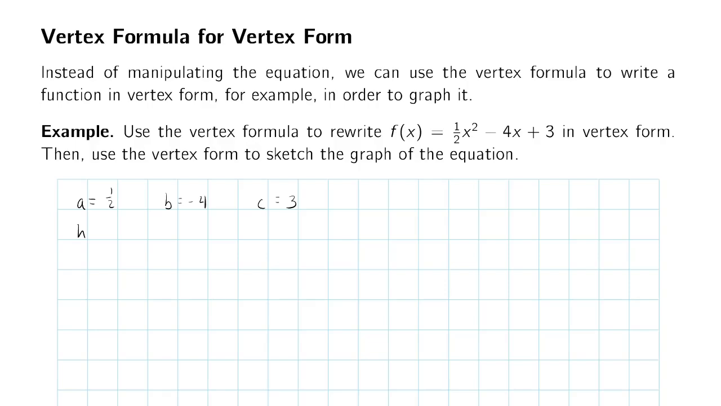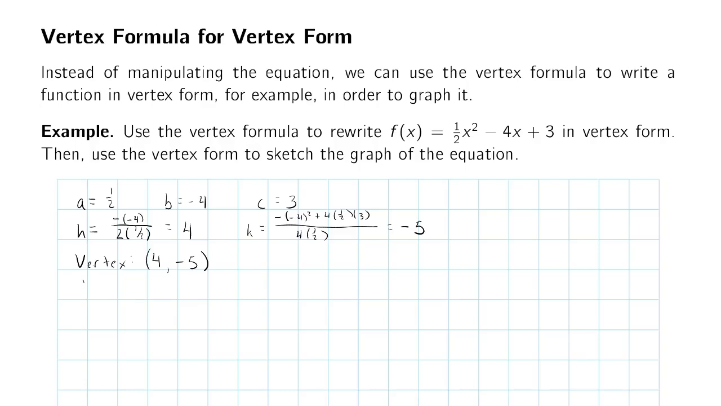So to find our vertex, we'll have h is the opposite of negative 4 over 2 times a half, which is positive 4. K is the opposite of negative 4 squared plus 4 times a half times 3 all over 4 times a half, which works out to negative 5. So the coordinates of our vertex is going to be 4, negative 5.